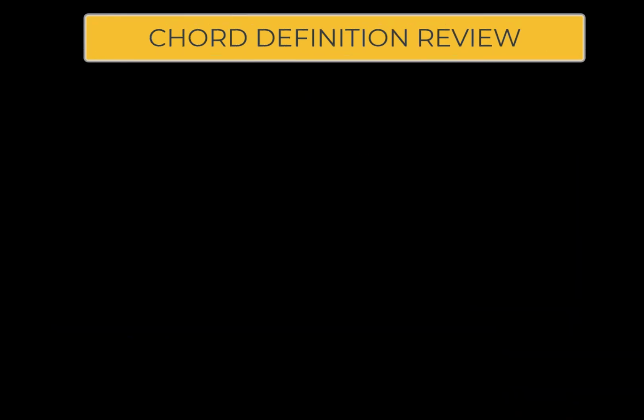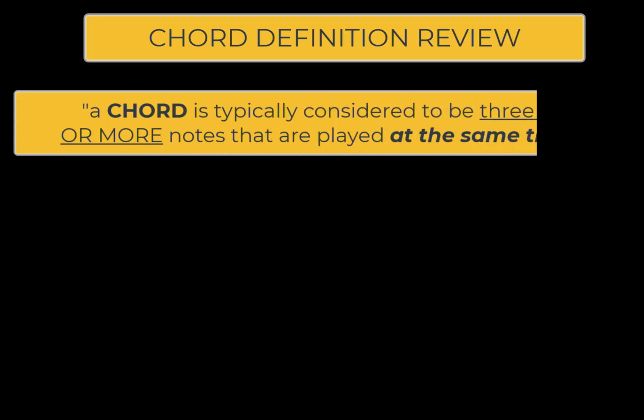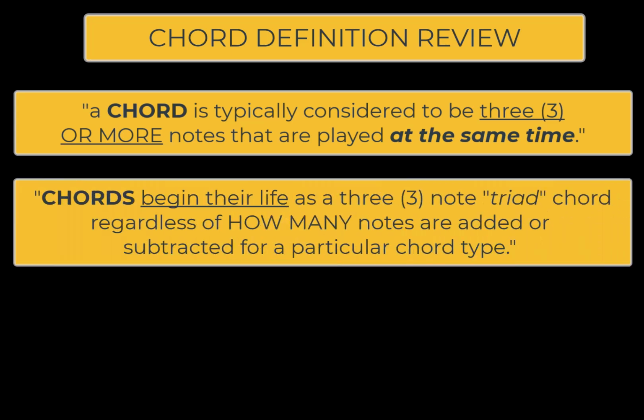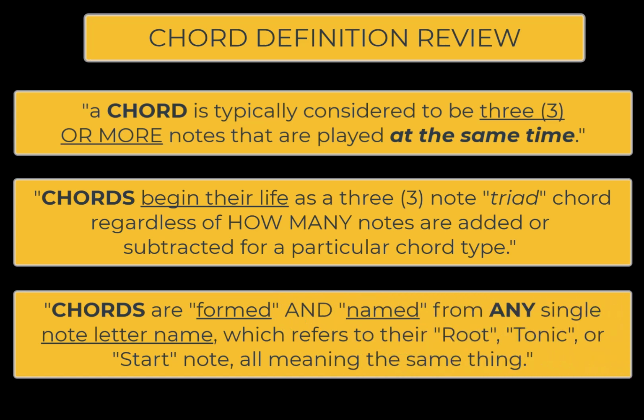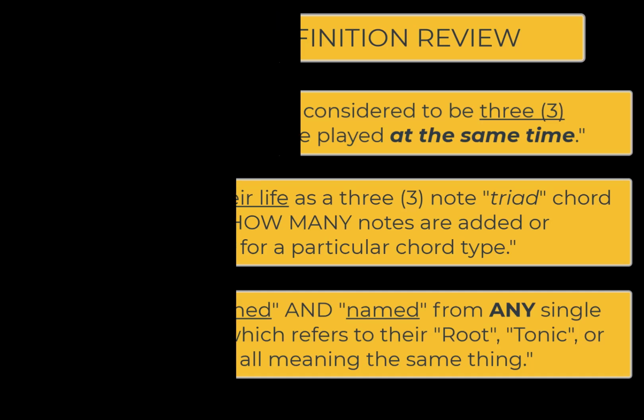Before proceeding, let's review what a chord is one last time to be sure we're on the same page. A chord is typically considered to be 3 or more notes that are played at the same time, whether on a piano or a guitar. And as a reminder again, chords begin their life first as a 3-note triad chord, regardless of how many notes are added or subtracted for a particular chord type. And we should know by now that chords are formed and named from any single note letter name, which refers to their root, tonic, or start note, all 3 terms meaning the same thing.